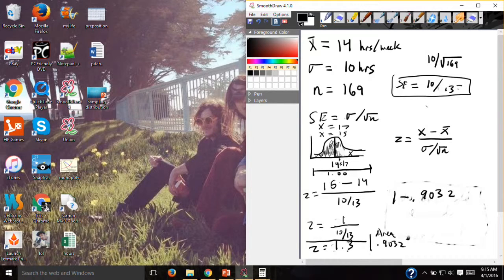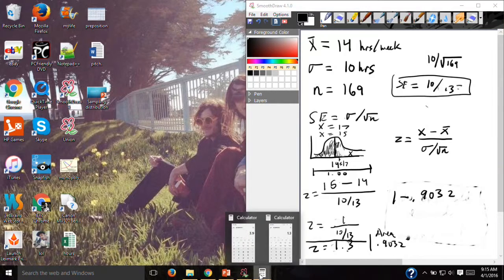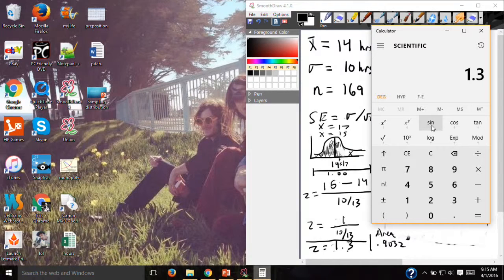So what is that? I get 1 minus 0.9032, which is this number right here. 0.0968 is the probability that a student will exceed 15 hours on average per week. And that's all there is to it.